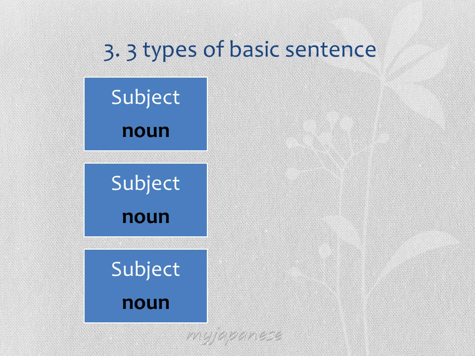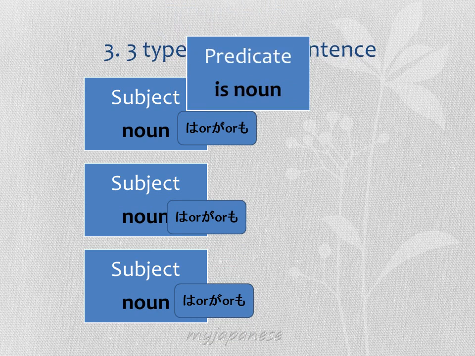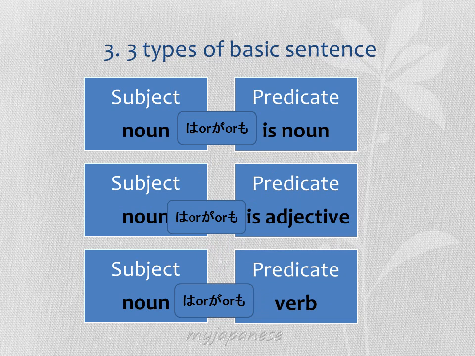Number 3. 3 types of basic sentence. Japanese very basic sentence is comprised of subject and predicate. Subject, only noun contains pronoun or noun clause can be it, and always used with particle wa or ga or mo. As for predicate, there are 3 types: noun, adjective, and verb can be it. So, depends on predicate, there are 3 types of Japanese basic sentence. Noun is noun. Noun is adjective. Noun verb. Same as English, right?